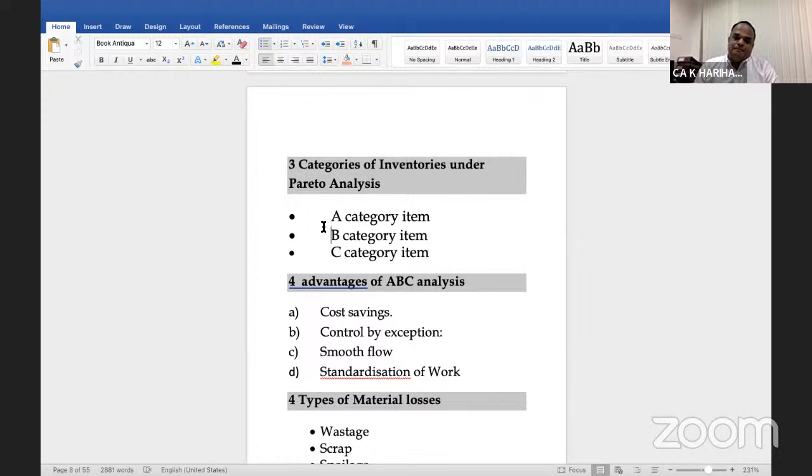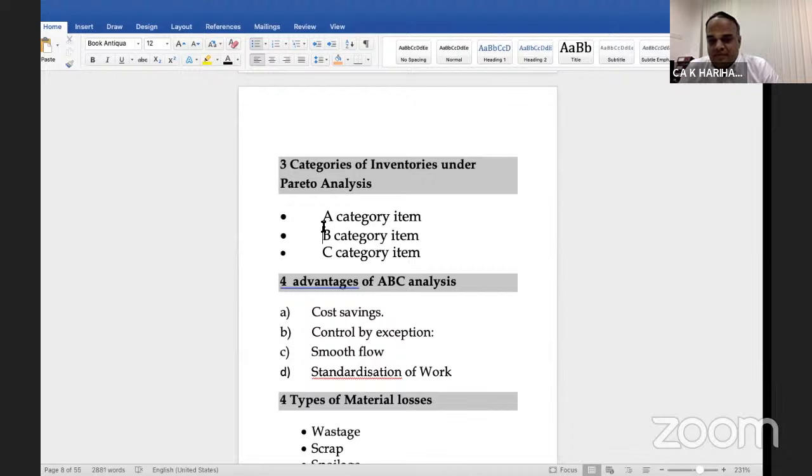It's purely based on value involved. A category item, high value. C category item, low value. B category item, moderate value. Out of total inventory, roughly 70% is going to be called A category item. 20% represents what? Moderate item, B category. 10% represents what? C category item.